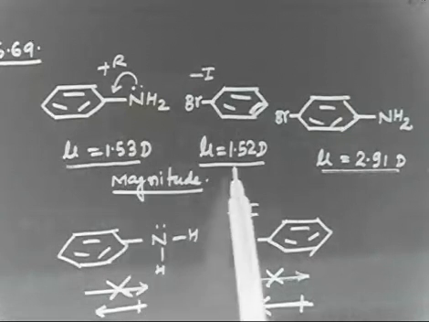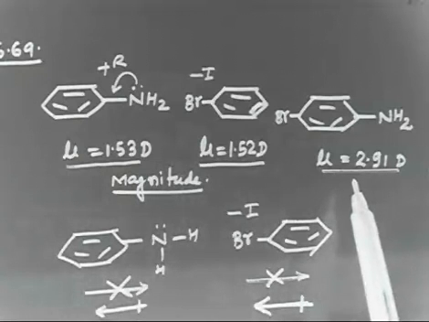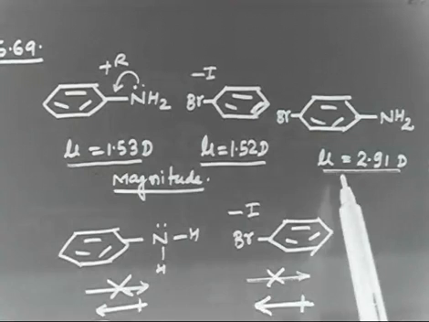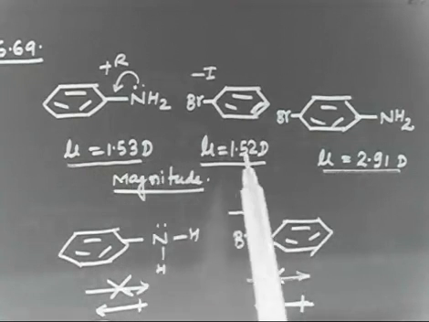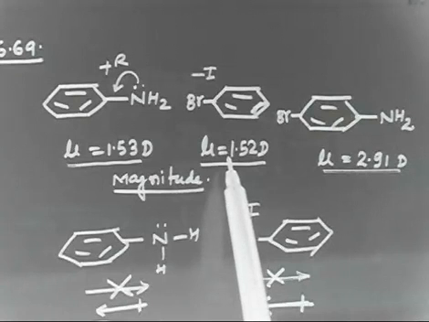Now if you see the magnitude, this plus this gives approximately this. This suggests one very good thing: the dipole moment in this molecule and the dipole moment in this molecule must be in the same direction. Are you getting it or not? They cannot have opposite directions. They must have the same direction.